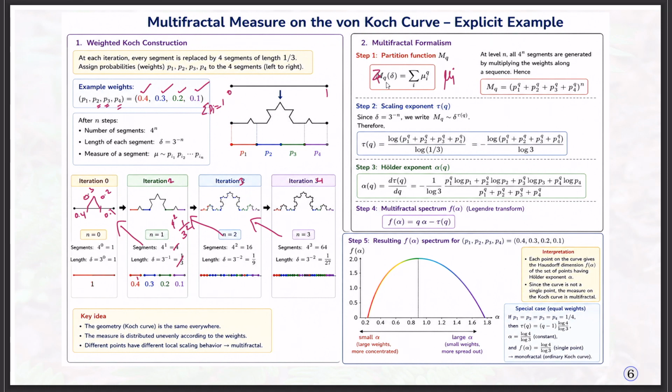The partition function z of delta is defined as the sum of mu I power q. The mu I we are taking as the probability, the combination of these probabilities, so that the sum of mu I power q we will always get as 1. At level n all 4 power n segments are generated by multiplying the weights along the sequence, then zq is the sum of this one power n. I am using zq as the function. So 3 power minus n is the delta value.